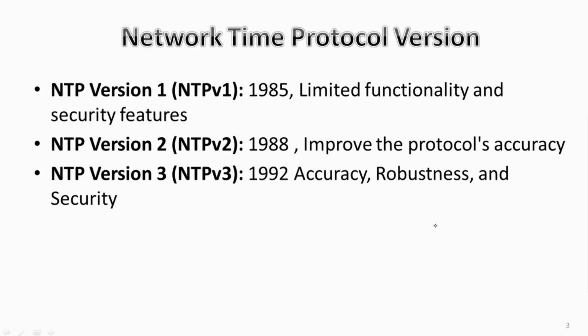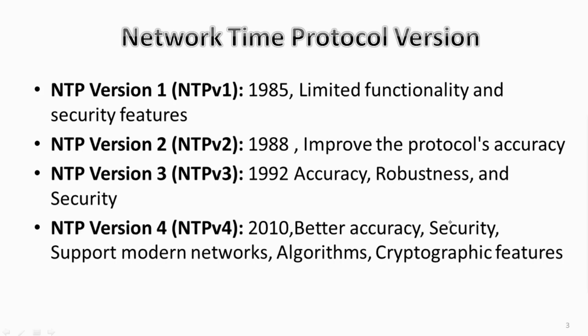Later, and the latest, we have NTP version 4. The most widely used version, NTP version 4 was introduced in 2010 and documented in RFC 5905. It includes many enhancements over previous versions, focusing on better accuracy, security, and support of modern networks. NTP version 4 offers more advanced algorithms, cryptographic features, and improved handling of timekeeping errors. So that's how NTP developed, and we are now using NTP version 4.